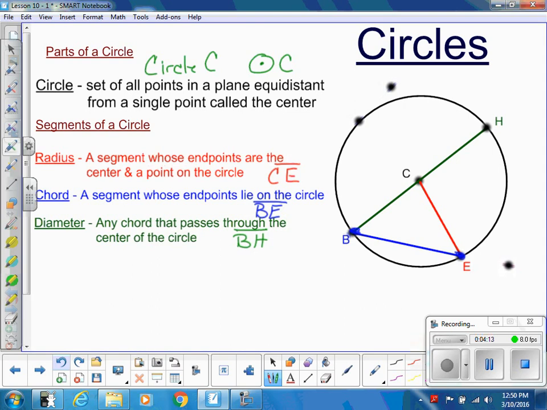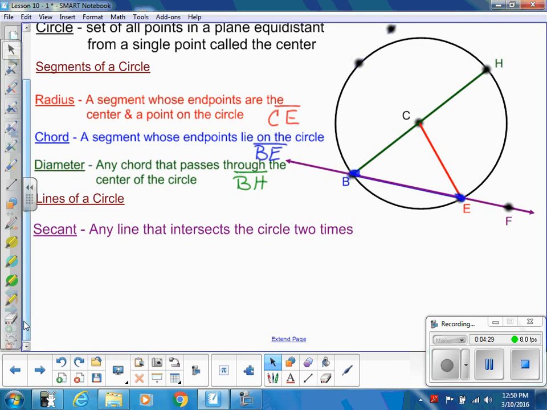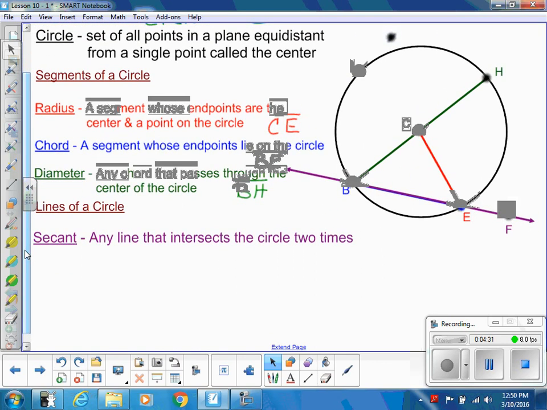Well, along with the three segments, we also have lines of the circle. The first line of the circle we call a secant line. Now, notice where that secant line popped up. I'll flash it here a couple more times so that you can see. Notice it's lying right on top of the chord. A secant line is any line that intersects the circle two times. That means a secant line will cut into the circle and then back out.